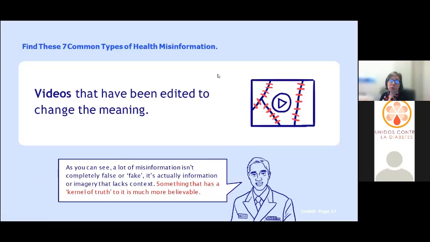And then we also run across a lot on social media videos that have been edited, and because of the editing, it really changes the meaning of what people are saying or what you're seeing. As Surgeon General Murthy says in this quote, a lot of misinformation isn't completely false or fake, but the information just lacks context, and sometimes that kernel of truth makes it much more believable.